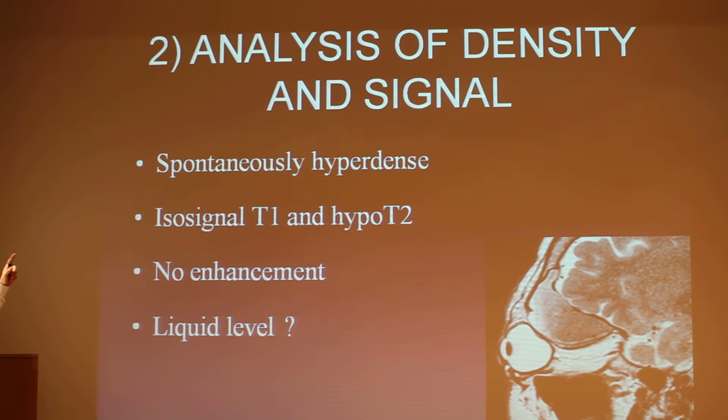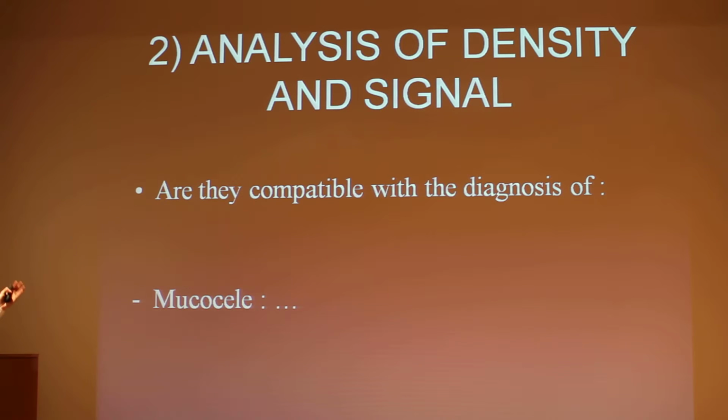Then I decided to analyze density and signal. We saw that it's a spontaneously hyperdense lesion with isosignal T1 and hyper T2 without enhancement. And here we can wonder if there is a liquid level, but we will see that later. And I wondered if this density and signal are compatible with the diagnoses I evoked before.